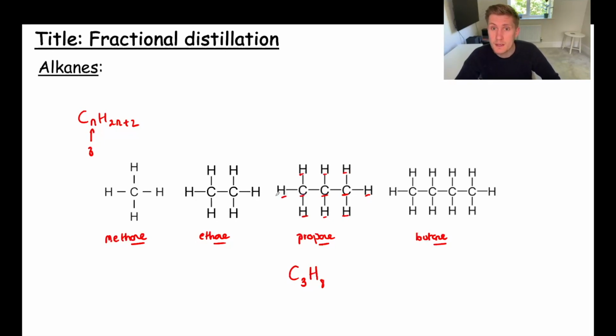You try butane, pause the video, and then we'll reveal it for the answer. Right, hopefully you paused it and had a go. So it would say in the question that you had 4 carbons, so C would be 4. Use the formula, this time n is 4. So we double n and add 2. Double 4 is 8, plus 2 is 10. And that's all there is to it. And that might be 1 mark in an exam, but it's 1 easy mark if you can remember the formula.